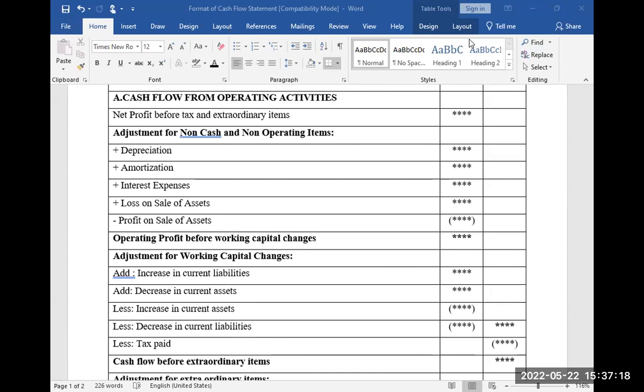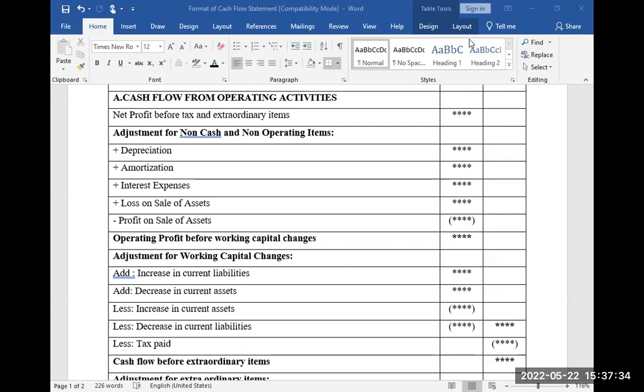Next item, amortization. Same logic. Amortization is nothing but the reduction in the value of intangible assets. Depreciation is the reduction in the value of tangible assets. That's all.